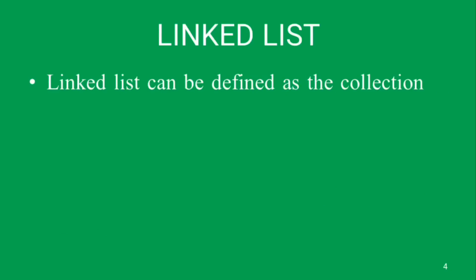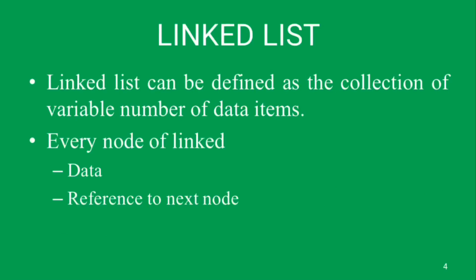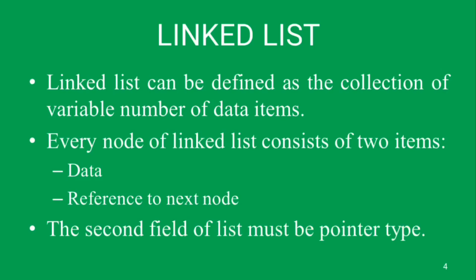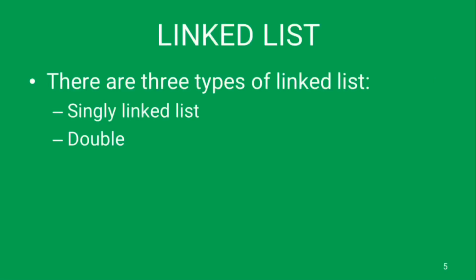What is the definition of linked list? Linked list can be defined as collection of variable number of data items. What it means is a linked list doesn't have a fixed number of data items present in it. And the second point is every node of linked list consists of two items, that is data and reference to the next node. The second field of the list must be a pointer type, that is it must be pointing to the next address. Alright, now there are three types of linked list, that is single linked list, double linked list and finally circular linked list.